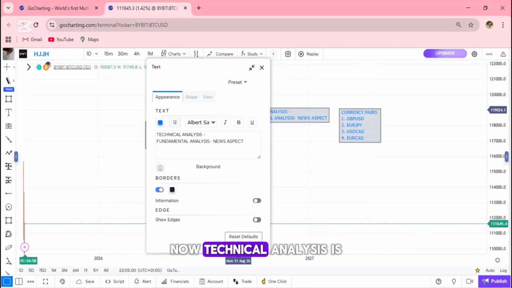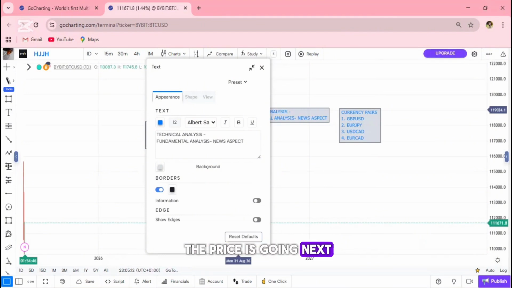Now, technical analysis is just a way of using tools provided on a particular app to analyze your pairs, to anticipate or predict where the price is going next. So this will bring us to the end of today's class.